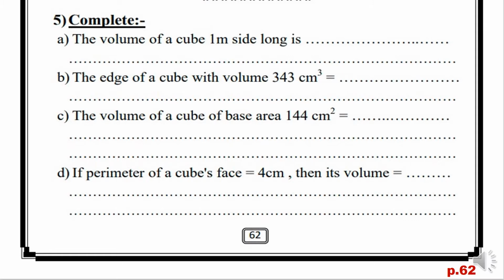Number 5, complete. The volume of the cube 1 meter side long. Here the side is equal to 1 meter, so the volume is side times side times side equals 1 times 1 times 1 equals 1 meter cube.